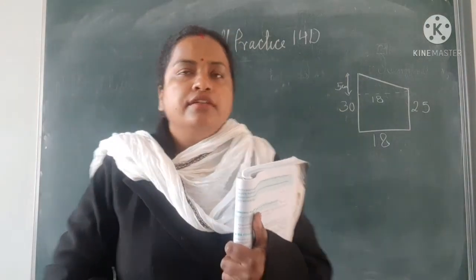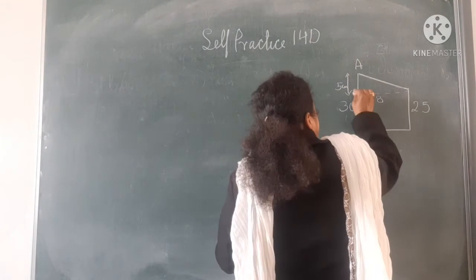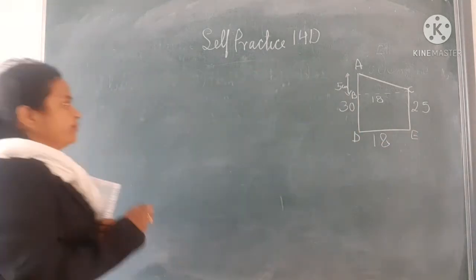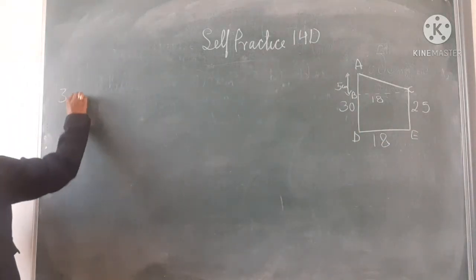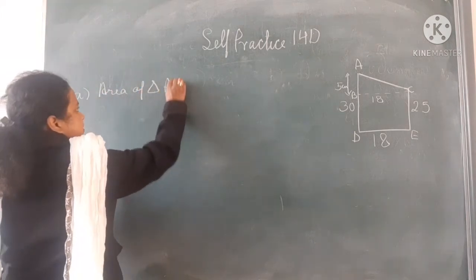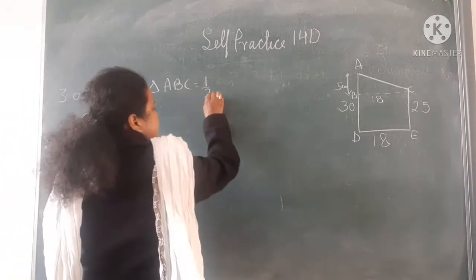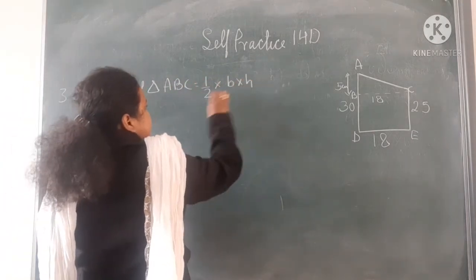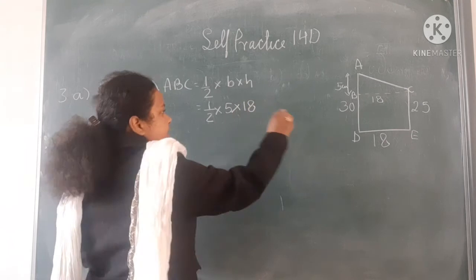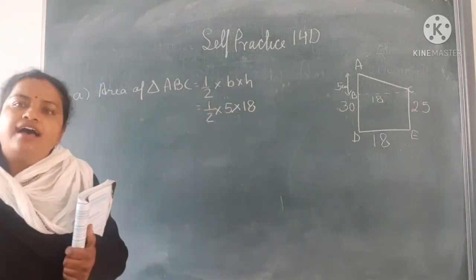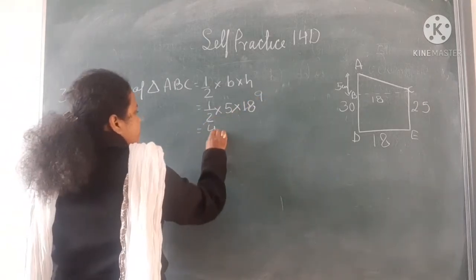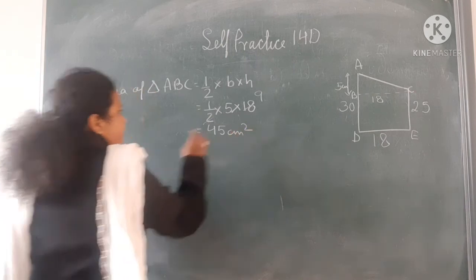Now I am naming it A, B, C, D, E. Now do you get the area of triangle ABC? So what you will have? Half into base into height, that is half into 5 into 18. Here BC you will think of as a height. So 2 9s are 9, 5 9s are 45 centimeter square.